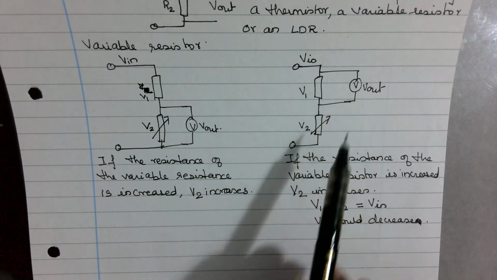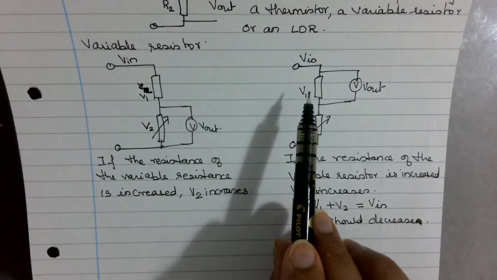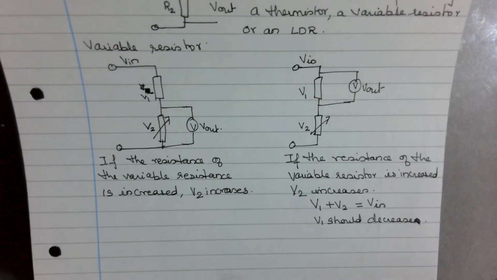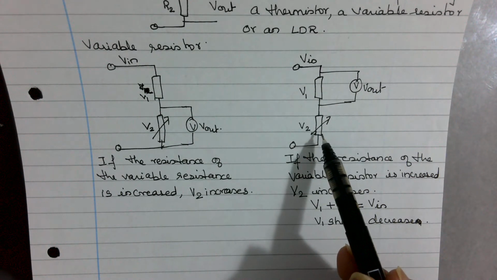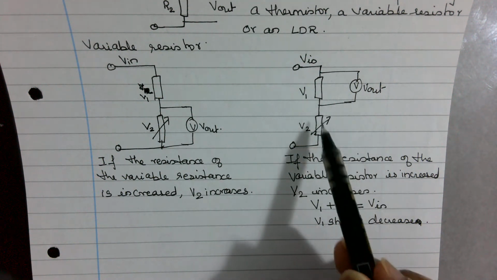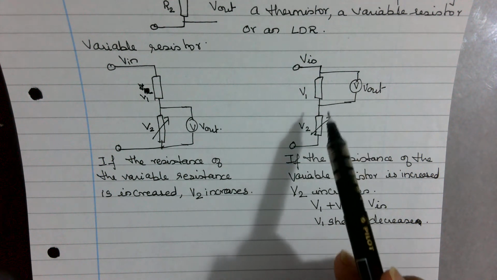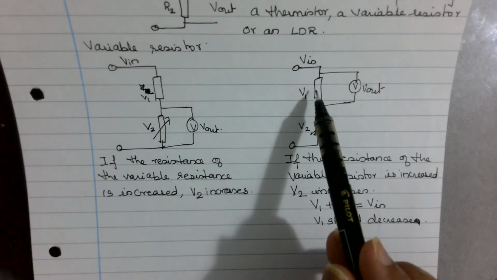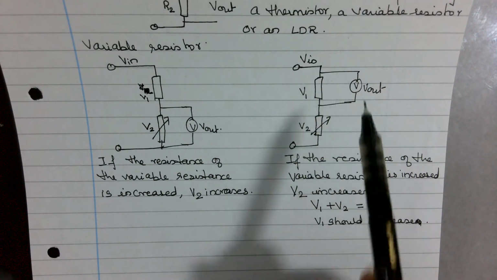If it is connected not on the varying one but on the fixed one, the opposite happens. Here the resistance increases, yes, there the voltage will also increase, but because it is a series circuit and total voltage has to stay the same, the voltage across V1 will decrease.